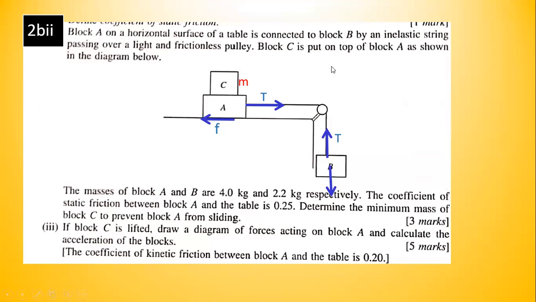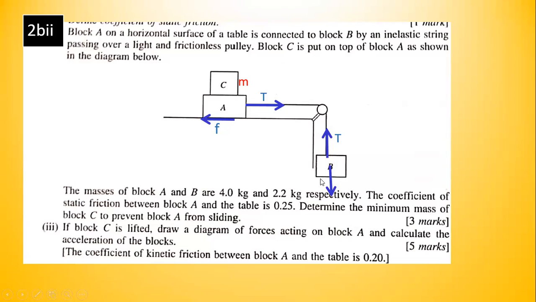After defining, they ask you to do the question. Block A on the horizontal surface of a table is connected to block B by an elastic string passing over a light and frictionless pulley. So you don't have to worry about the friction on the pulley or the weight of the string. Block C is put on top of block A as shown in the diagram. The masses of A and B are given: this is 4, this is 2.2 kilogram.